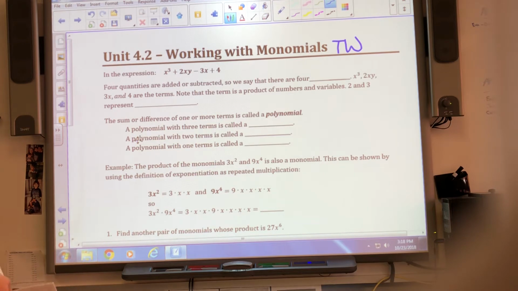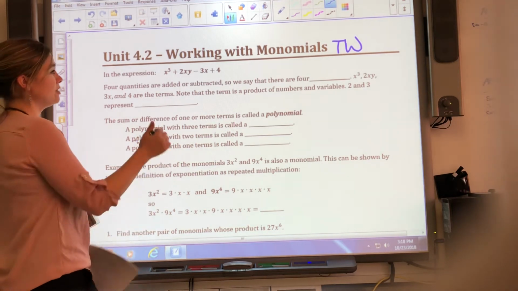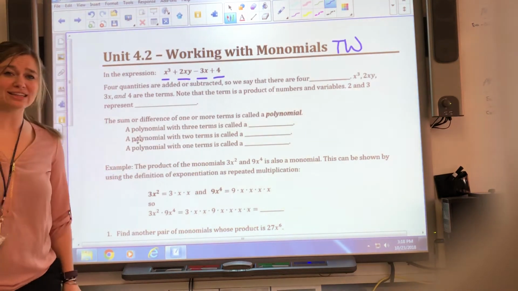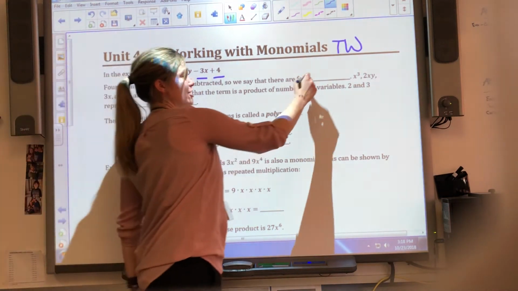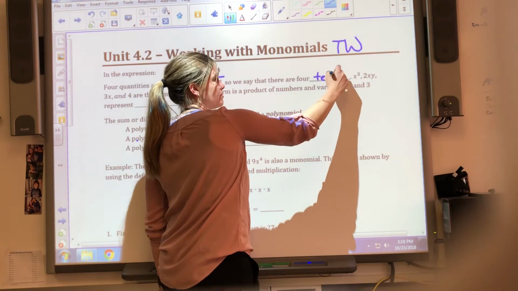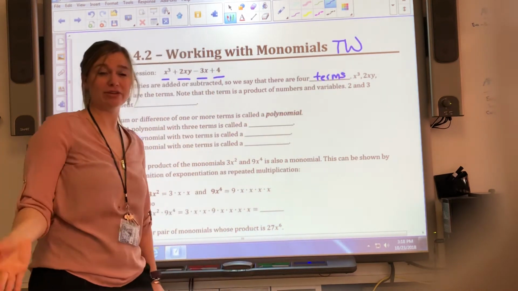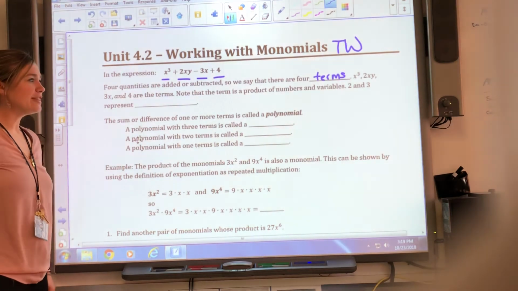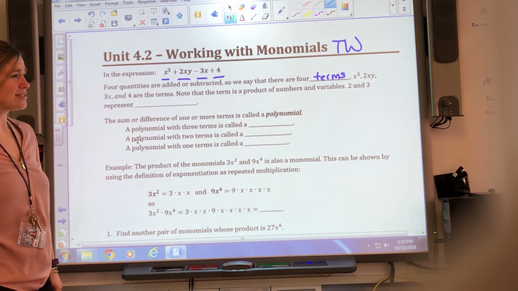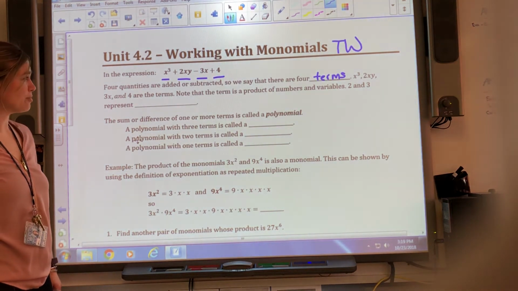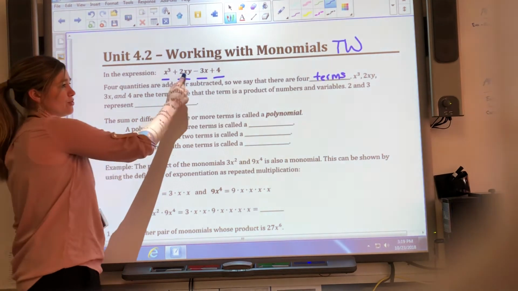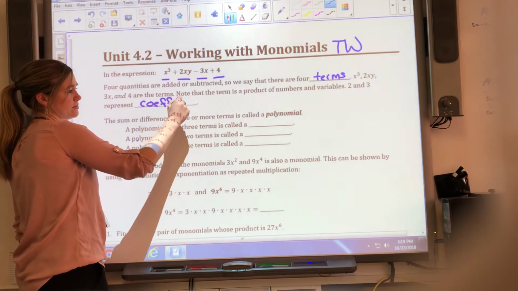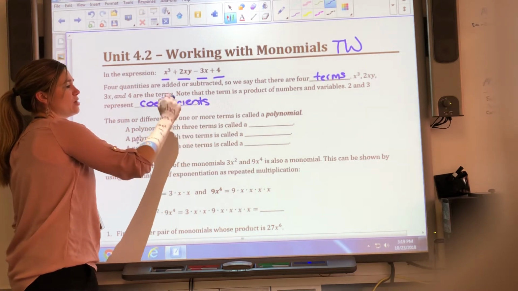Okay, so in this one, 4 quantities are added or subtracted. So here, 1, 2, 3, 4 are added or subtracted. This is old stuff, but this should be that there are 4 terms. So that was vocabulary from a couple units ago. I think last unit. The term is a product of numbers and variables. So 2 and 3 represent, if we're talking about 2 and 3 here, they would be coefficients. So again, bringing in old vocabulary.